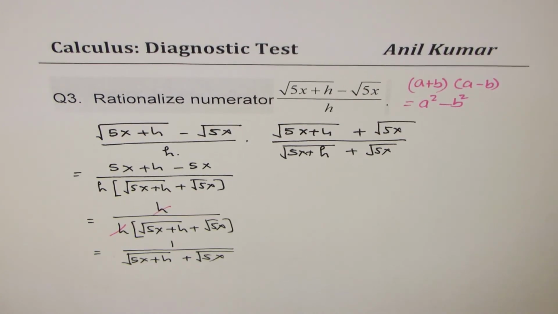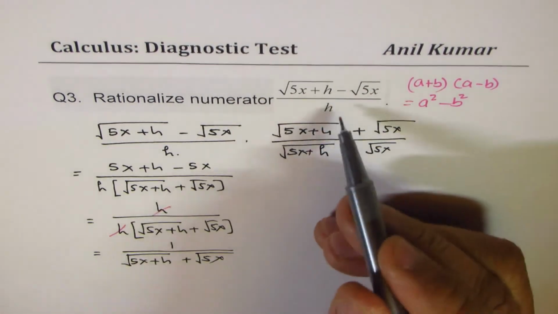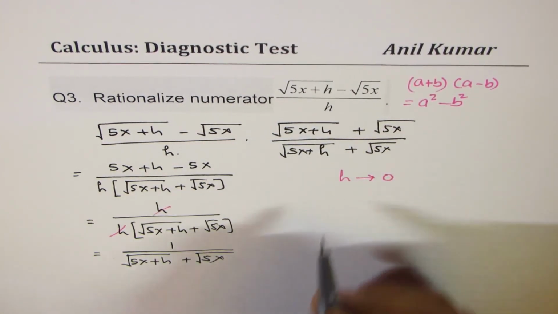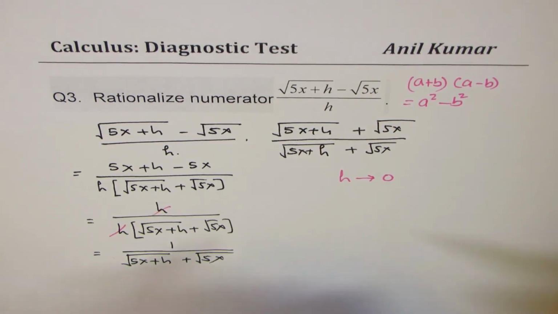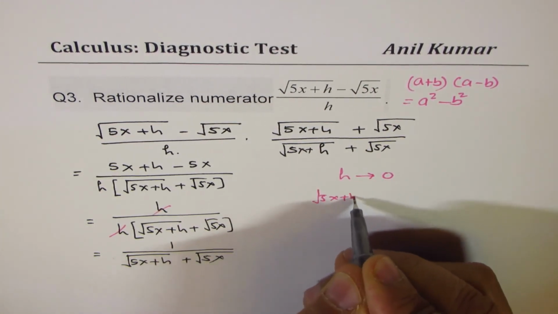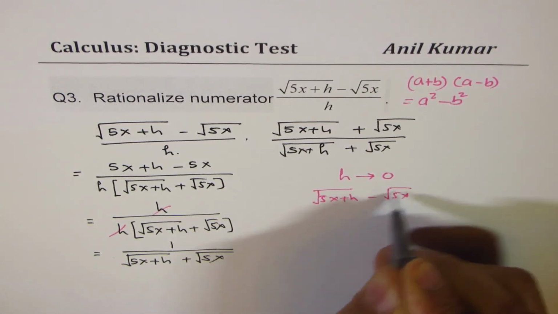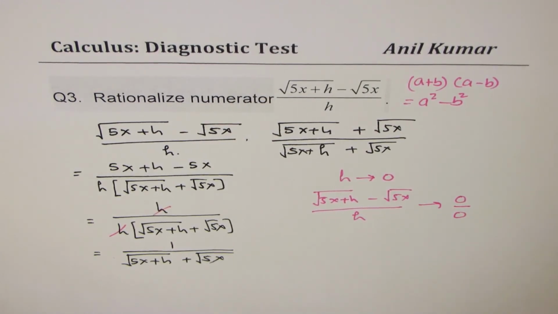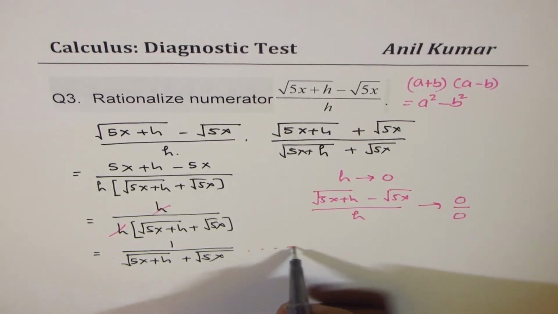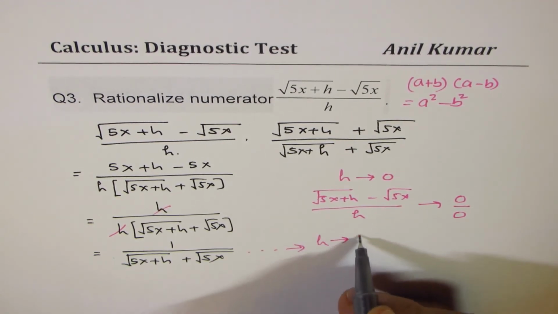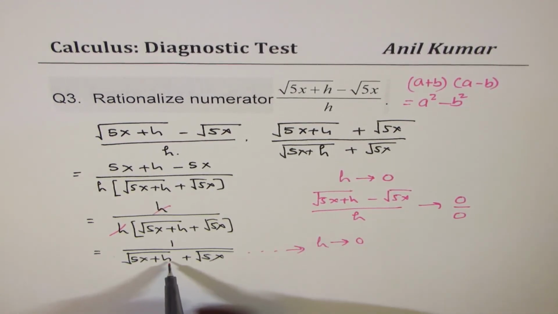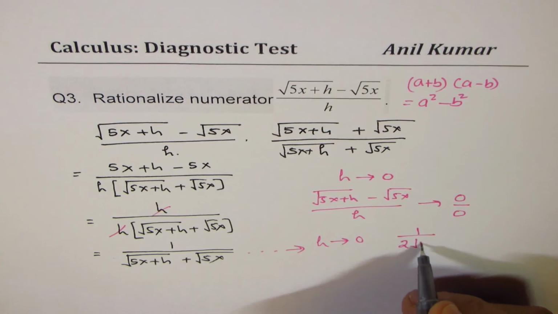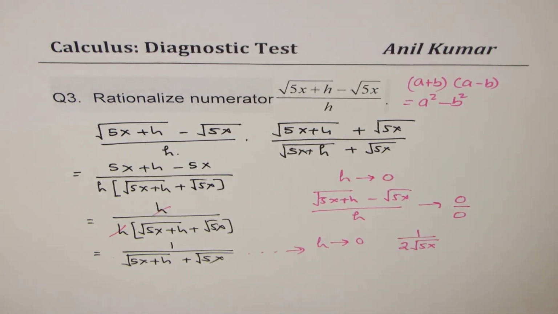Now rationalization really helps. You can see in the given expression, if I say that h approaches 0, then what do we get? The numerator, which is square root of 5x plus h minus square root of 5x over h, approaches 0 over 0, which is undefined, correct? However, if in this expression I use the term h approaches 0, then what do we get? We get this expression as equal to 1 over twice square root of 5x. Do you get an idea, right?